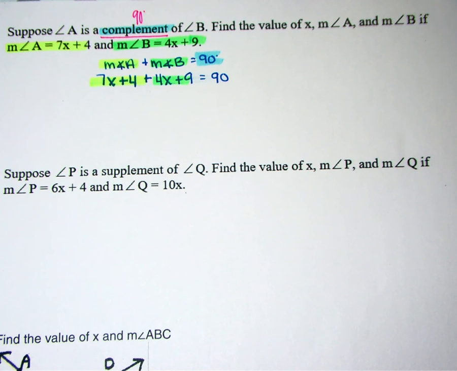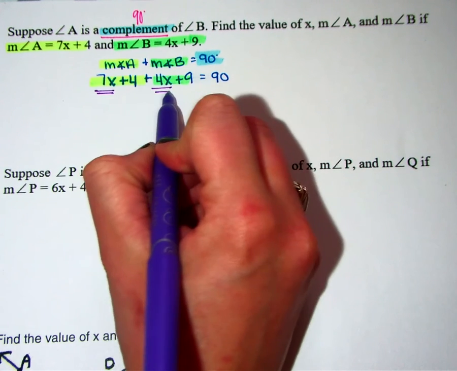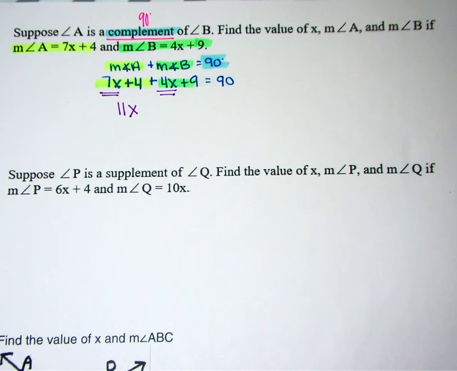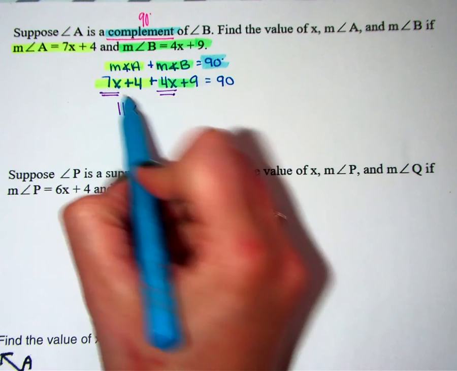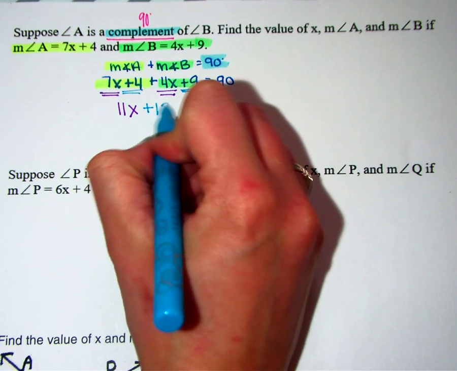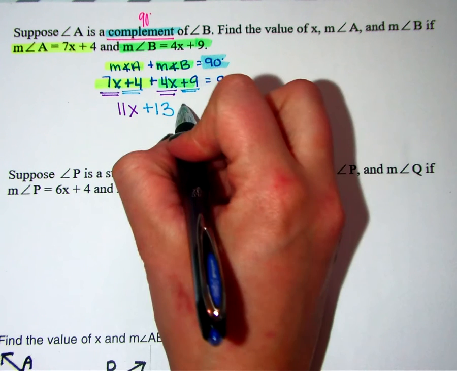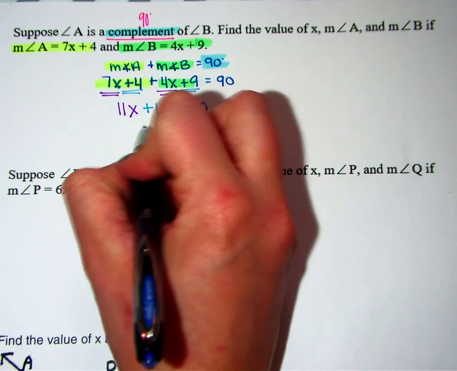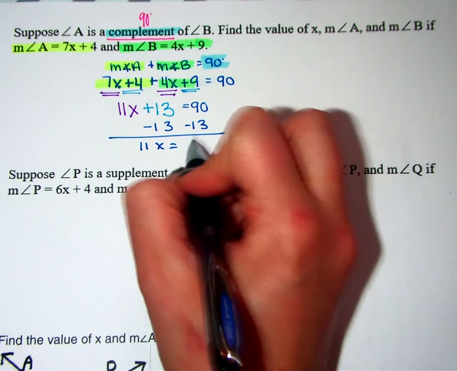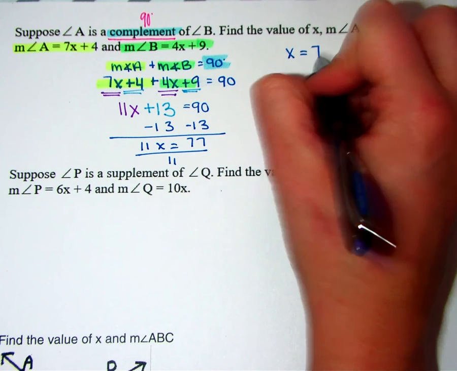Next, we're going to combine those like terms. When these like terms are on the same side, you add them. So 7x plus 4x, 7 plus 4 is 11, and we're going to put x after. Next, you have a 4 and a positive 9. 4 plus 9 is 13, so we're going to have a plus 13 in our problem. Then we're just going to bring down the equals 90. Next, I'm going to subtract 13 from both sides to get 11x equals 77. When you divide both sides by 11, your final x value is 7.